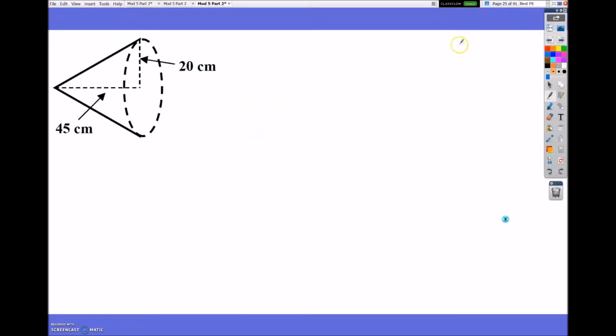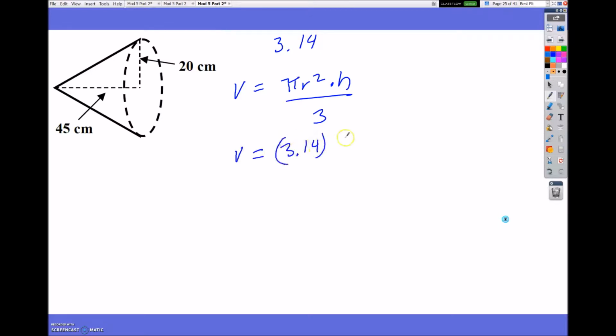So anyways, let's go ahead and look at this one. Every time we see pi, we're going to use 3.14. So remember, the formula for volume of a cone is pi r squared times the height all over 3. So I'm just going to plug in these values here. My volume is 3.14 times my radius, which is 20 squared, times the height, which is 45. I'm going to divide the whole thing by 3.